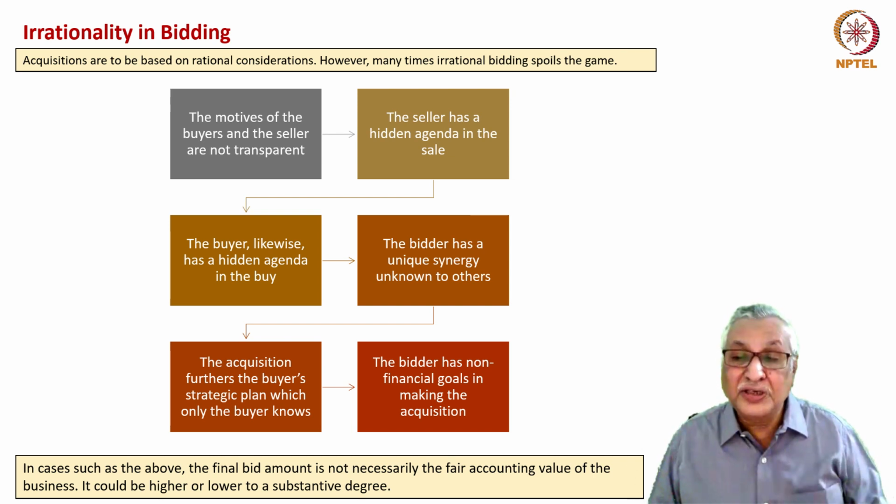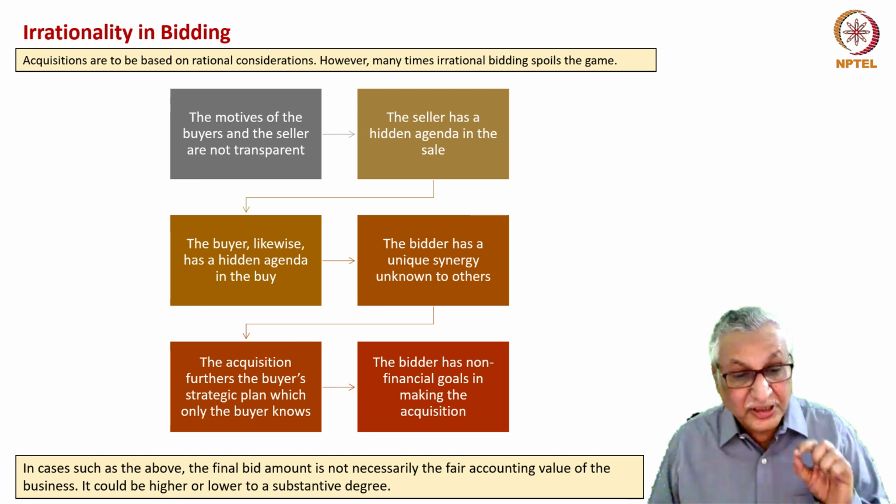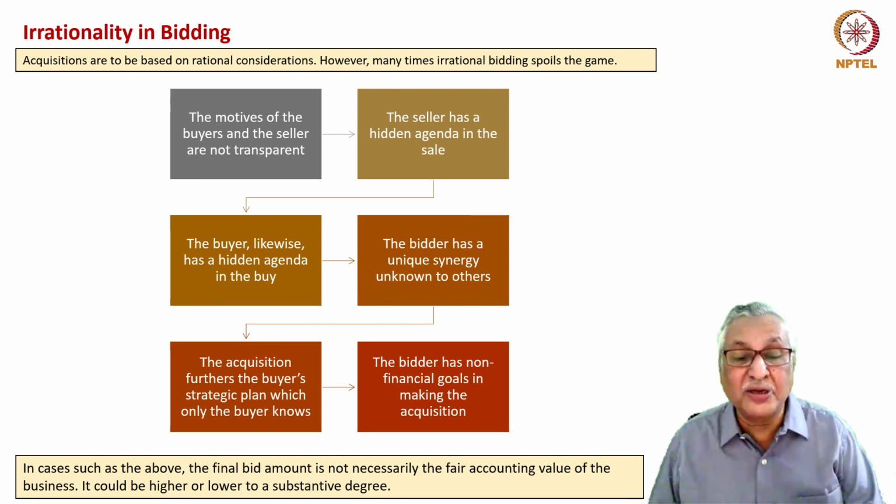The bidder has a unique synergy which is unknown to others. The acquisition furthers the buyer's strategic plan, which only the buyer knows. The bidder has non financial goals in making the acquisition. When all of these things happen, there will be seeming irrationality in the bidding, essentially in terms of excessive price. In cases such as the above, the final bid amount is not necessarily the fair accounting value of the business. It could be higher or lower to a substantive degree.